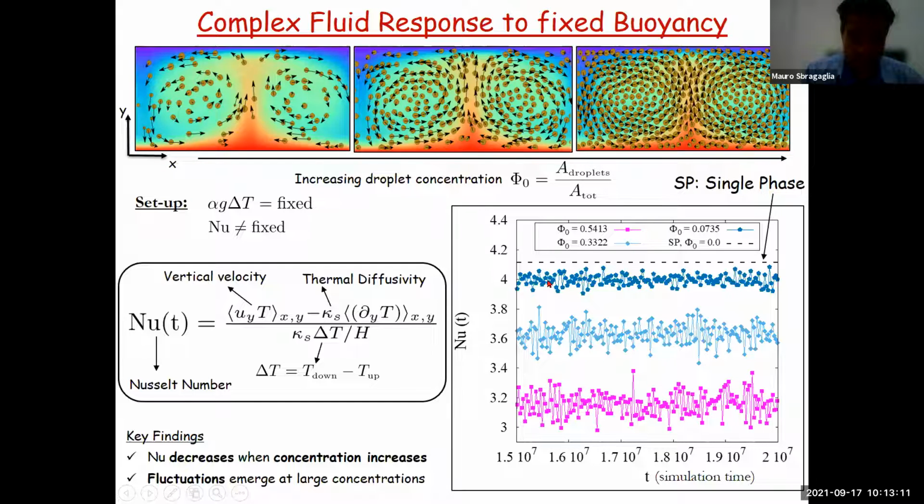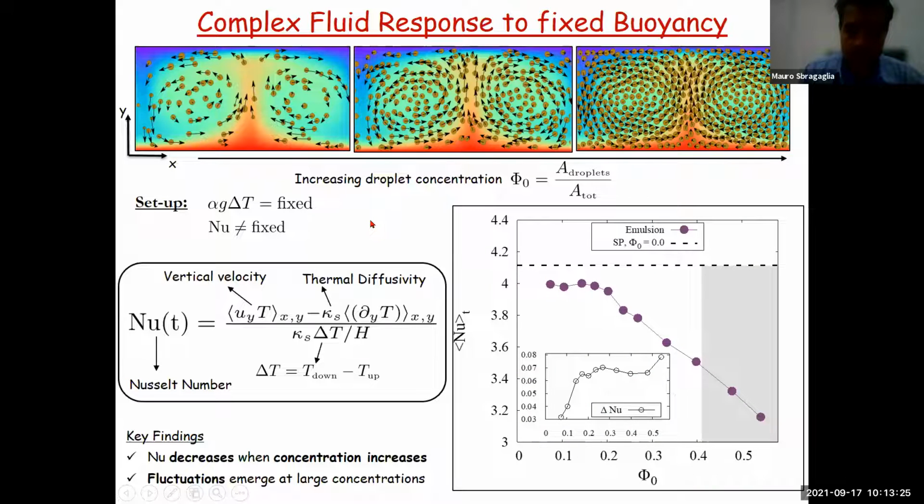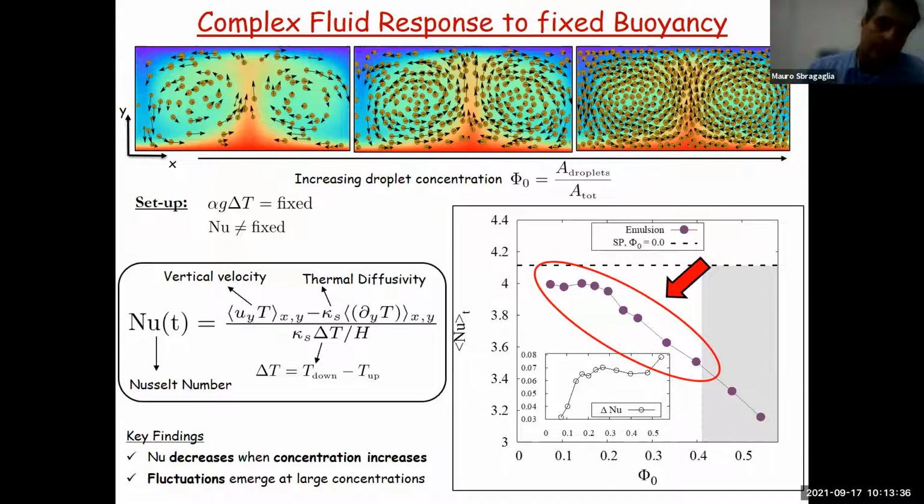First of all, we observe that when the concentration of the droplets increases, the Nusselt number decreases on average. But another interesting feature is the emergence of these fluctuations, which would be absent in any kind of single phase fluid. So there are two features: a decrease in the average Nusselt number, and an increase of the fluctuations. I would like to stick to the characterization of the decrease of the average Nusselt number as a function of the droplet concentration.